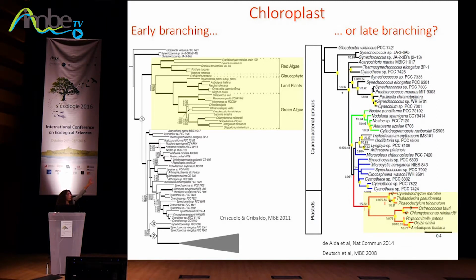So you have some authors that propose that the chloroplast emerged from a single cyanobacterium early within the cyanobacterial tree. The yellow clades correspond to primary photosynthetic eukaryotes: red algae, glaucophytes, land plants, and green algae. But in this case, on the left, there was not any particular cyanobacterial relative that appears close to the chloroplast, while other authors propose that the ancestor of the chloroplast was a derived cyanobacterium, likely nitrogen fixing, and related to complex filamentous cyanobacteria.